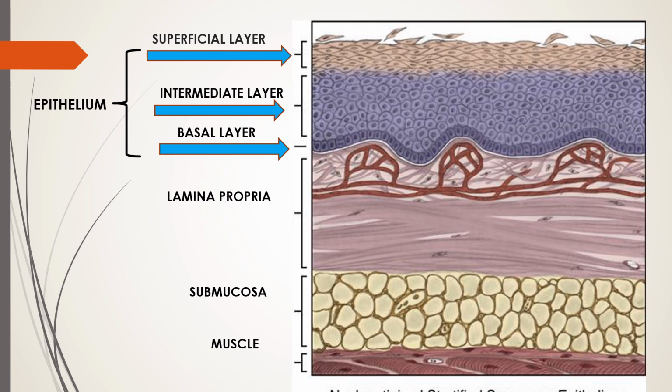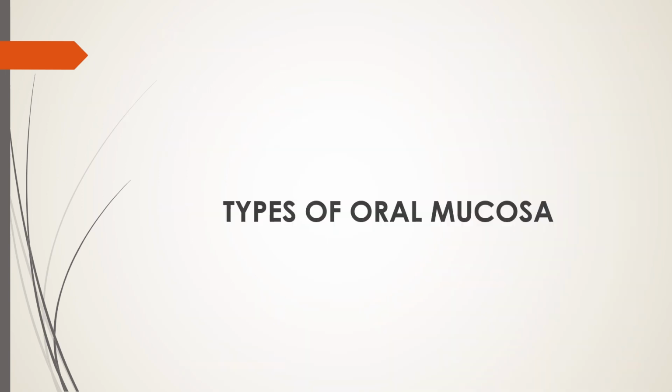Below the oral epithelium we have a connective tissue known as lamina propria. It is basically the structure that has reticular and papillary structures. Beneath the connective tissue, which is lamina propria, we have the submucosa, and below the submucosa we have muscle attachment. So these are the components of oral mucosa, which basically comprise of epithelium, connective tissue, submucosa, and muscle.